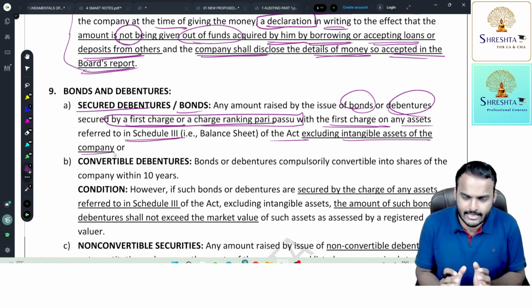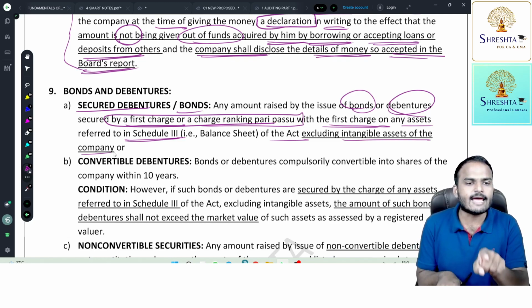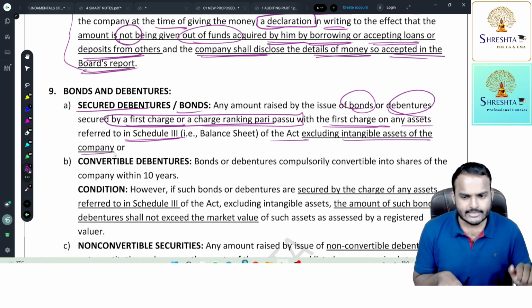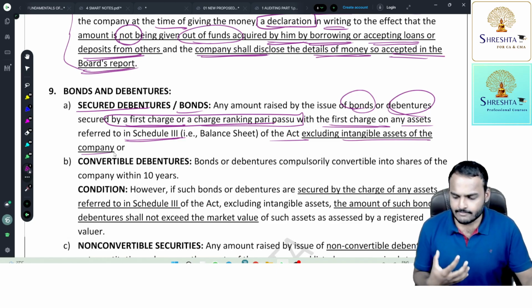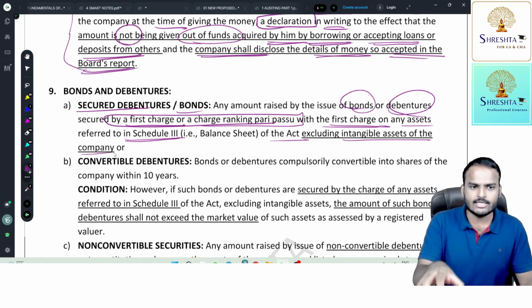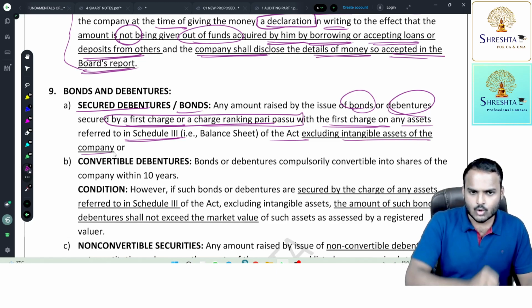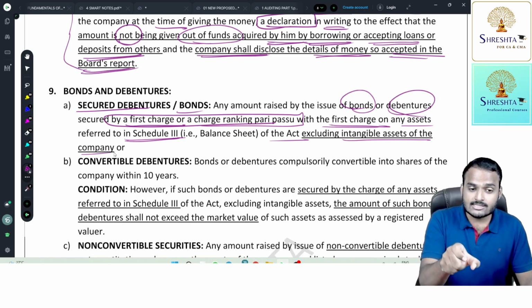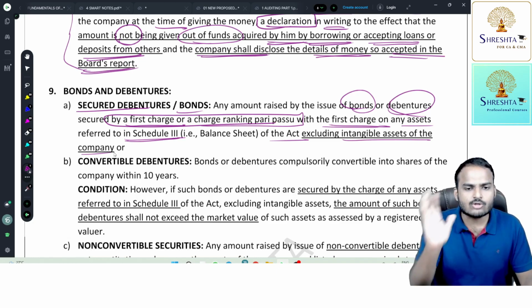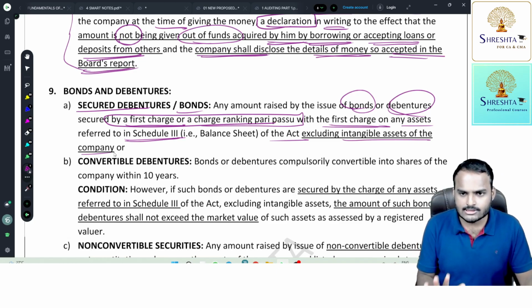We need to provide some assets as a security. Those assets should be tangible assets. Are you all getting my point? See, a company having some tangible assets like land and building, plant and machinery, offers land and building, plant and machinery as a security to the debenture holders. Now, such debentures are treated as secured debentures. They are out of the deposits concept. They are not treated as deposits.